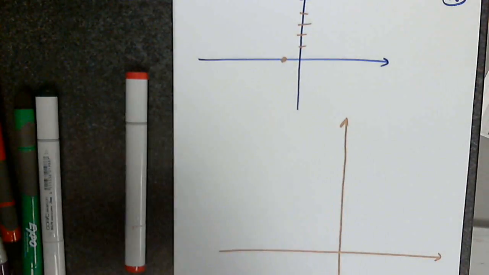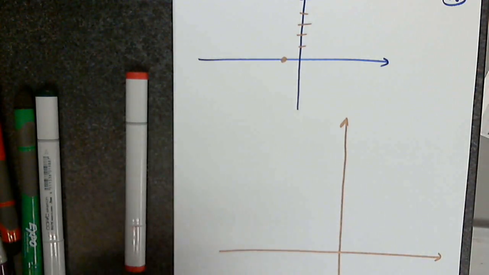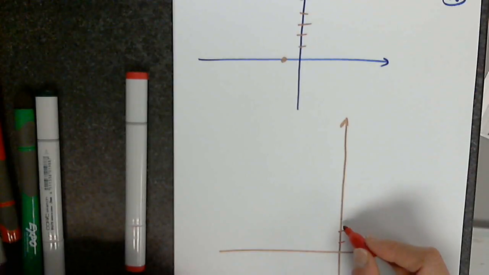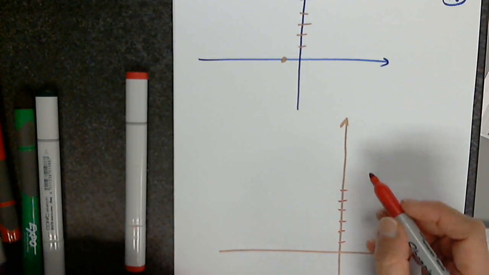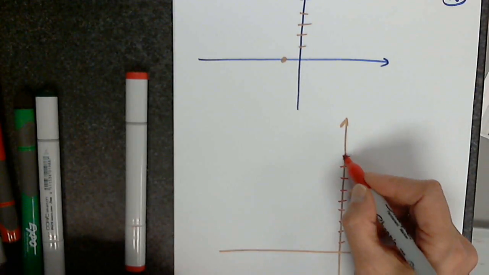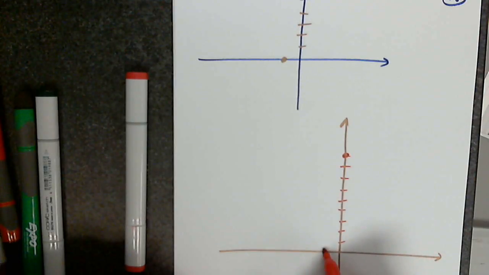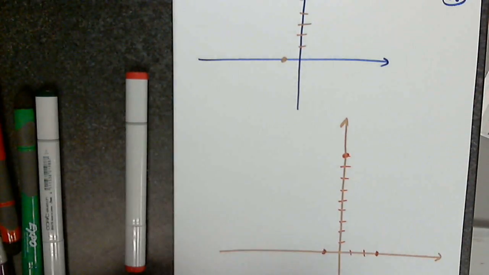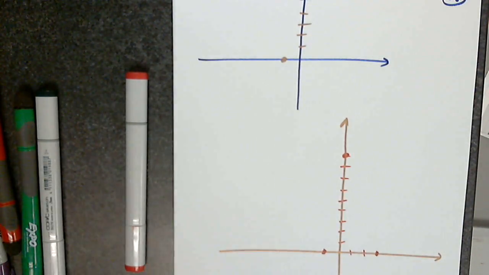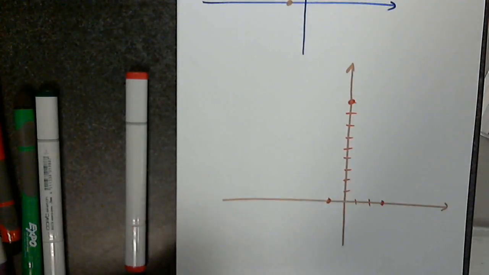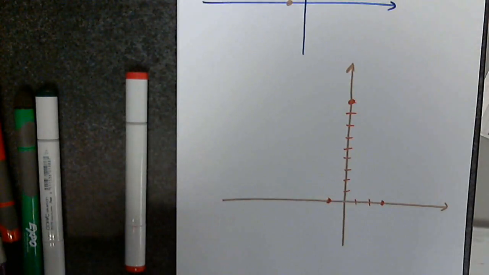That's what happens when you don't plan ahead. 1, 2, 3, 4, 5, 6, 7, 8, 9, and negative 1. Okay, perfect. And 1, 2, 3. Can you slide it up? Yes. I only plotted those points.